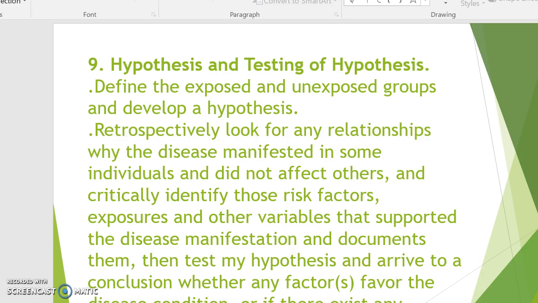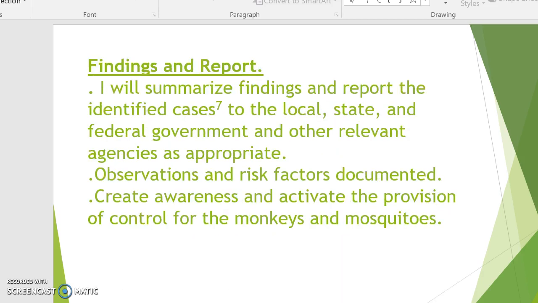Then I test my hypothesis and arrive at a conclusion whether or not any factor or factors favor the disease condition, or if there exists any association or not. Findings and report: I will summarize my findings and report, identifying cases to the local, state, and federal government and other relevant agencies as appropriate.